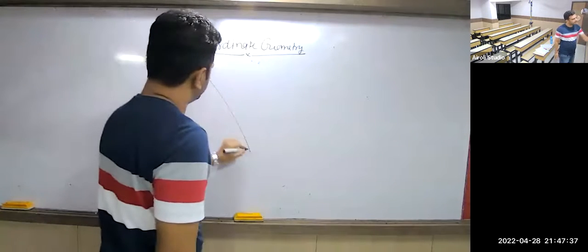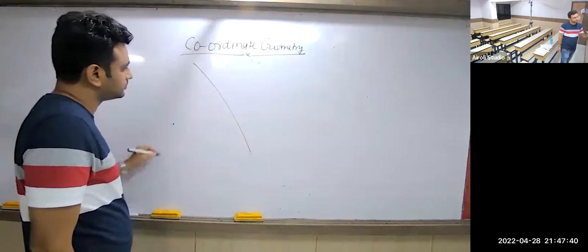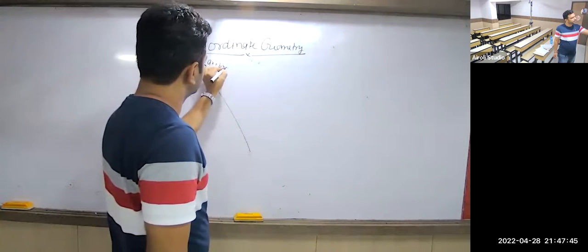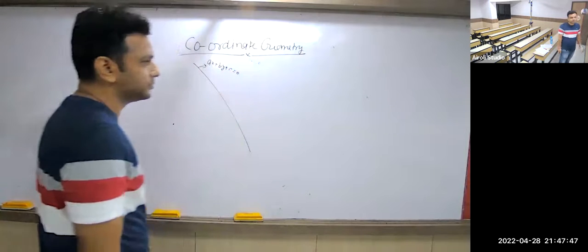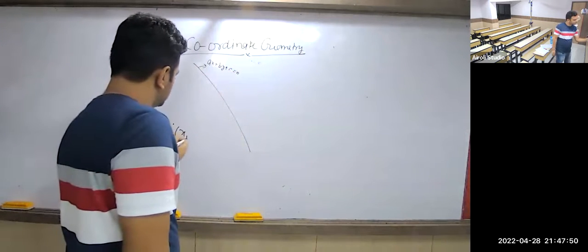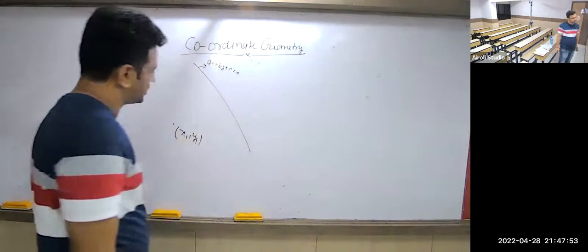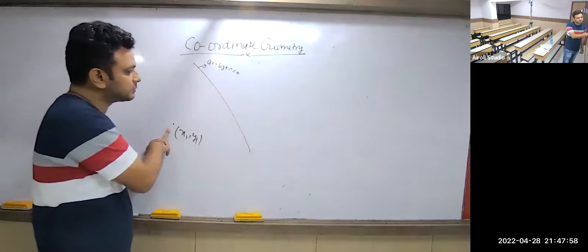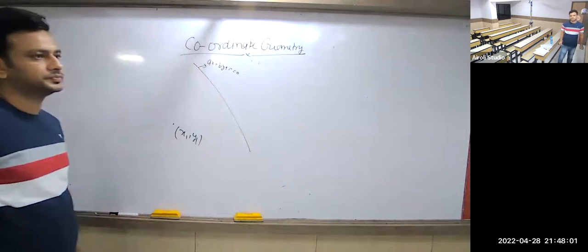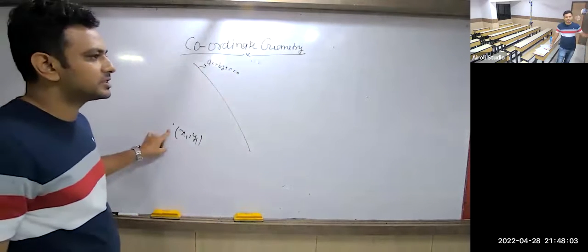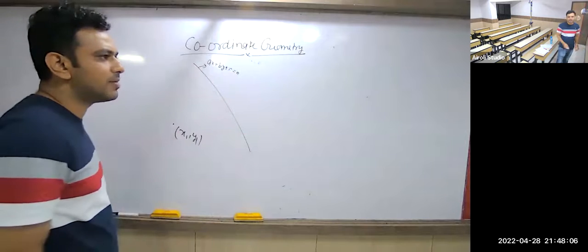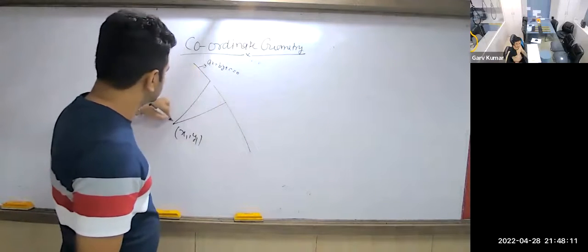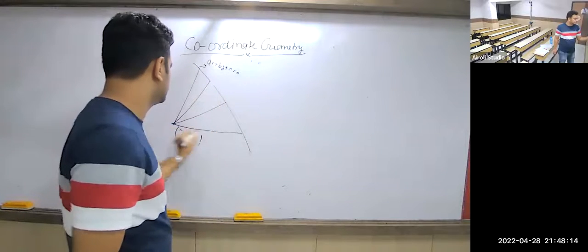So let's say I'm having one line and a point. Let's say its equation is ax plus by plus c equals to 0, and the point's coordinate is x1 comma y1. So this is the line, this is the point, and I want to find the distance between this point and line. Got it? So we have actually infinite lengths. You can find this length also, this length also.